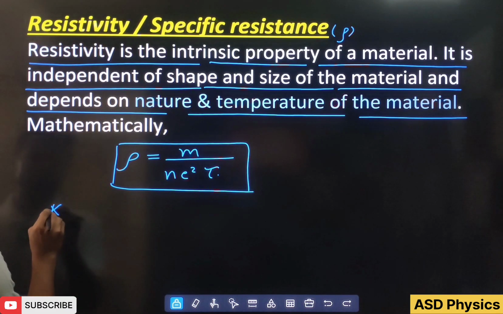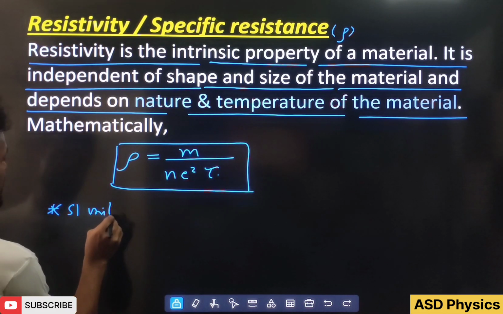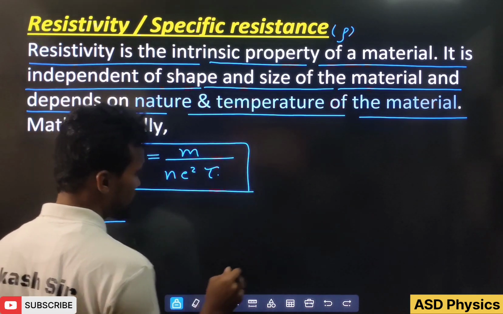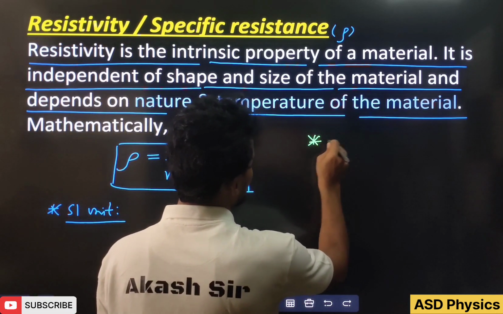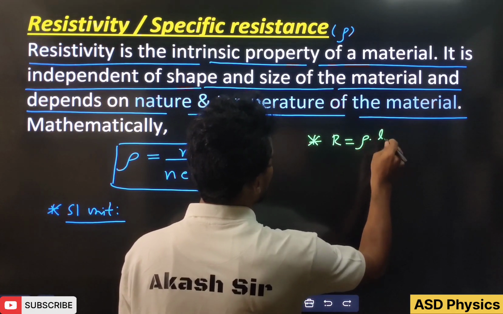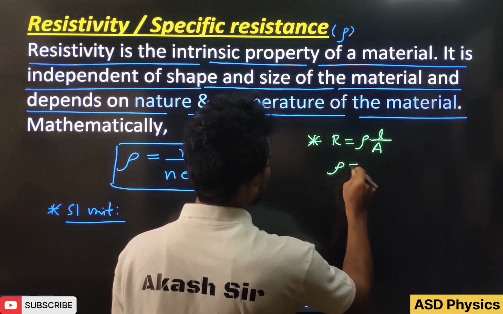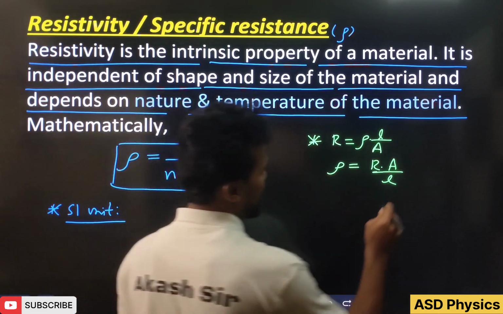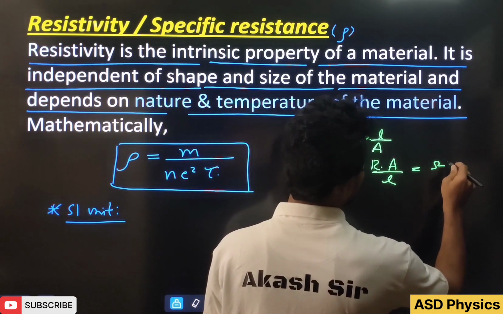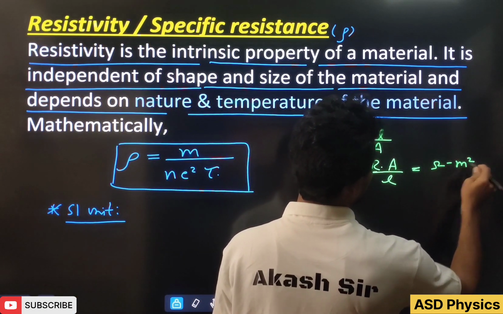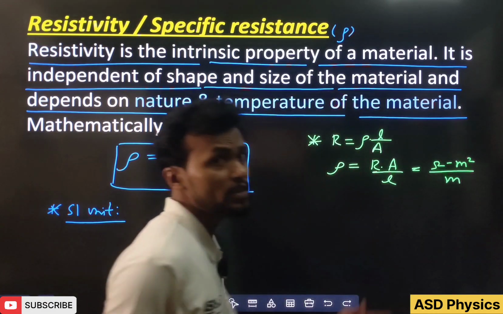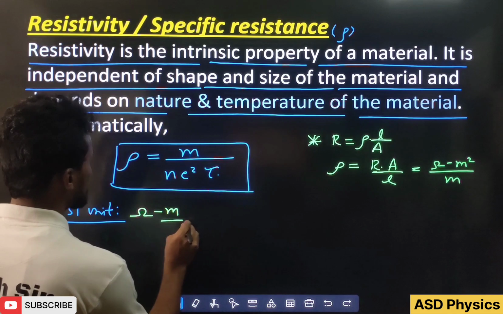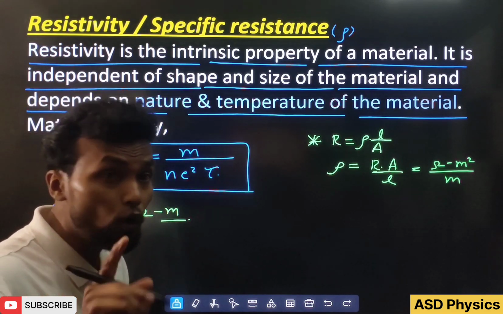If I write here the SI unit of the resistivity, for the SI unit I will use this formula. You know, R equal to rho L by A. So from here, I can write rho equal to R A by L. And R means ohm, A means area of cross section, meter square, and length means meter. So when you simplify this, students, it will become the ohm meter. What is this? SI unit is the ohm meter.